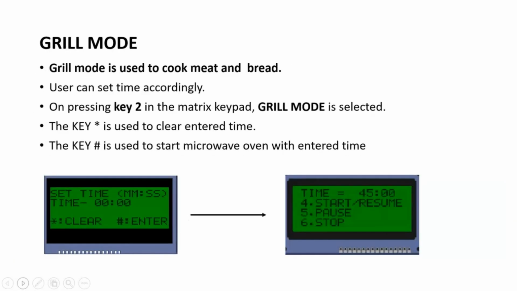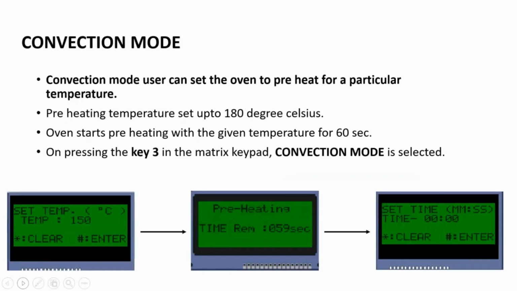Grill mode. Grill mode is used to cook meats and breads. User can set time accordingly. On pressing key 2 in the matrix keypad, grill mode is selected.